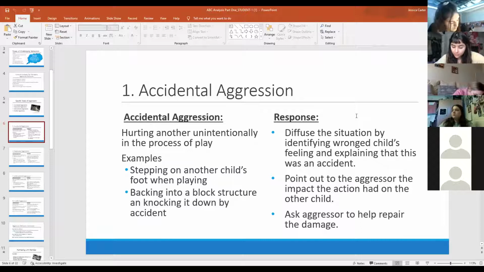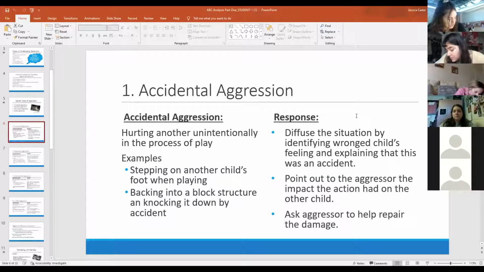You also want to point out to the aggressor, the child who had the accident, that what happened had an impact on this other child. So we don't just blindly go through the world knocking things awry and stepping on other people without stopping to acknowledge, oh my goodness, I did not mean to do that. Please excuse me, or whatever. And then ask the aggressor to help repair the damage. I would also add, make sure that's okay with the other child, because sometimes children want help rebuilding their block structure. And sometimes they might say, no, thank you, I would just like to get back to this by myself. And that's okay too.